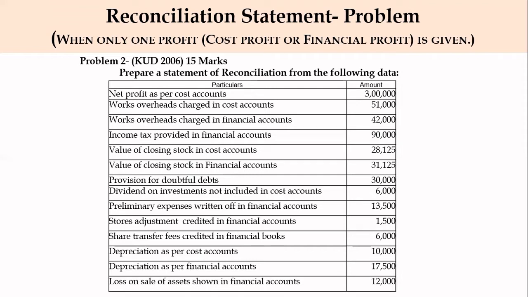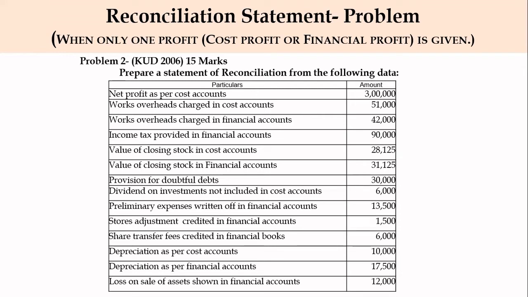So if the overhead is overcharged, that is overvalued in cost account, then you have to add. If it is overcharged in financial account, you have to deduct it. But in this problem, 51,000 is from cost books, 42,000 is from financial books. So the difference amount, it is overvalued in cost accounts. Any overhead which is over recovered, overvalued in cost accounts should be added to the format. So we have to take out the difference of these two amounts, and the overvalued amount will be added to the format.